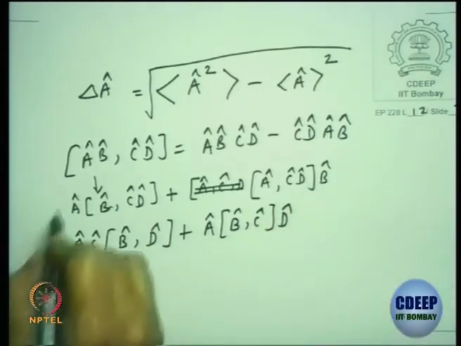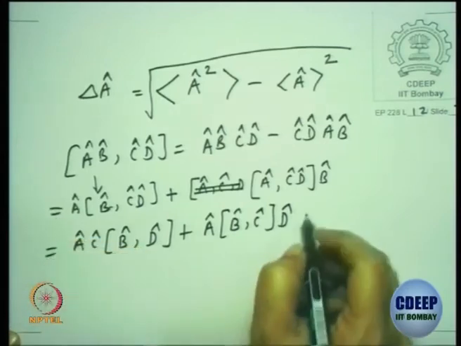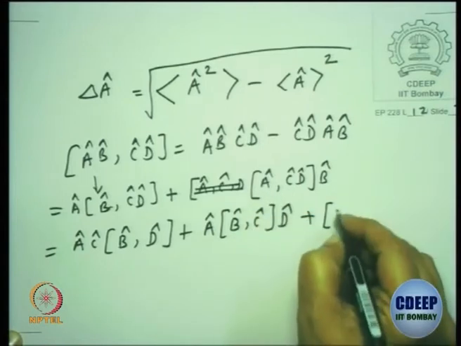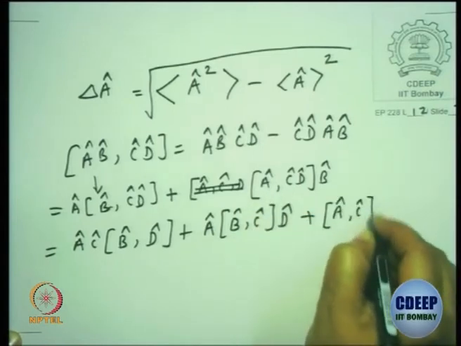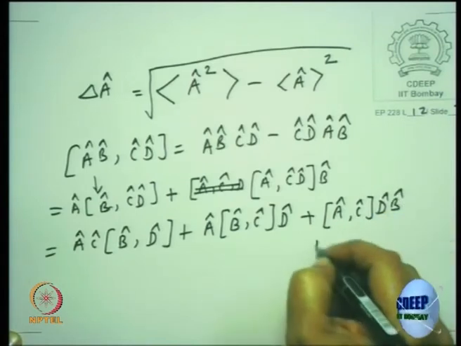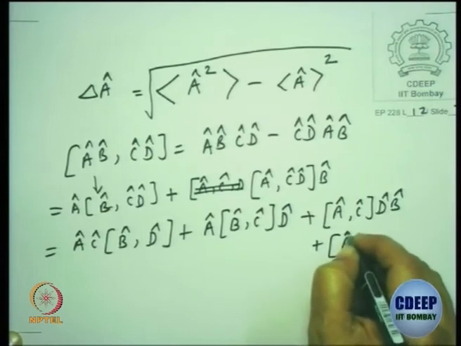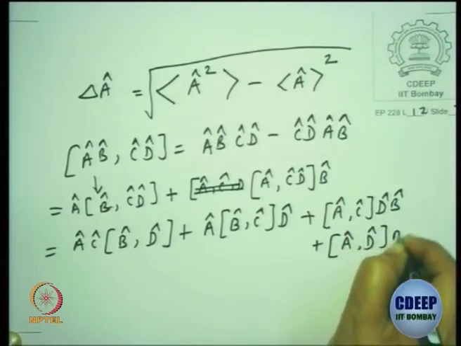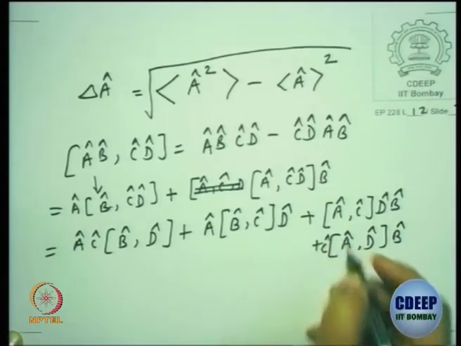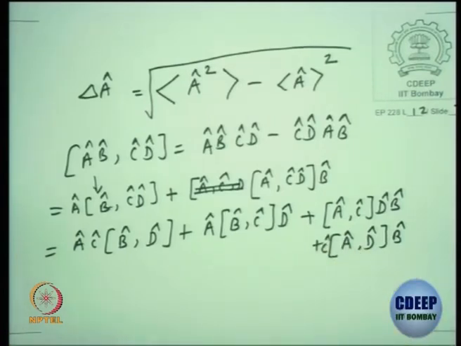Similarly, this term will be A with C, B, D plus A with D, B, where will the C go? In the left. Is this clear? Is the pattern clear to you? This is the way to play around with the commutator brackets when you have products of operators.